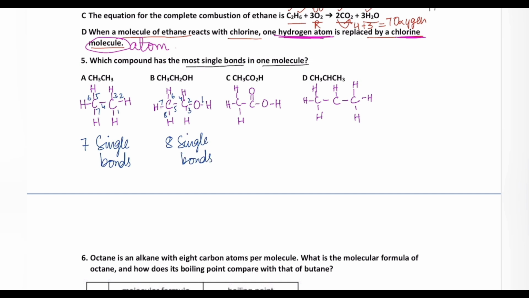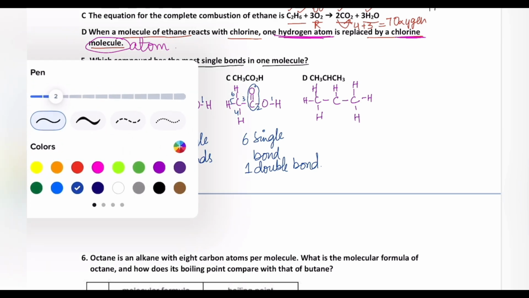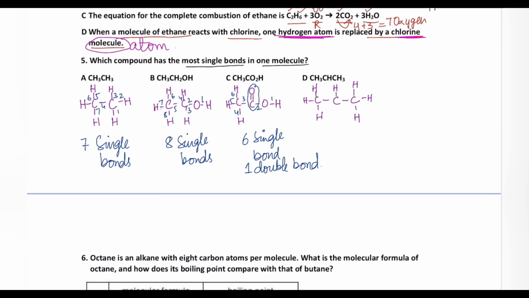In option C, there are 1, 2, 3, 4, 5 and 6, 6 single bonds are present and 1 double bond is present. In the last option D, this is not the correct structure, as in the structure the central carbon has not 4 complete covalent bonds. It has only 3 covalent bonds. So this is the wrong option.